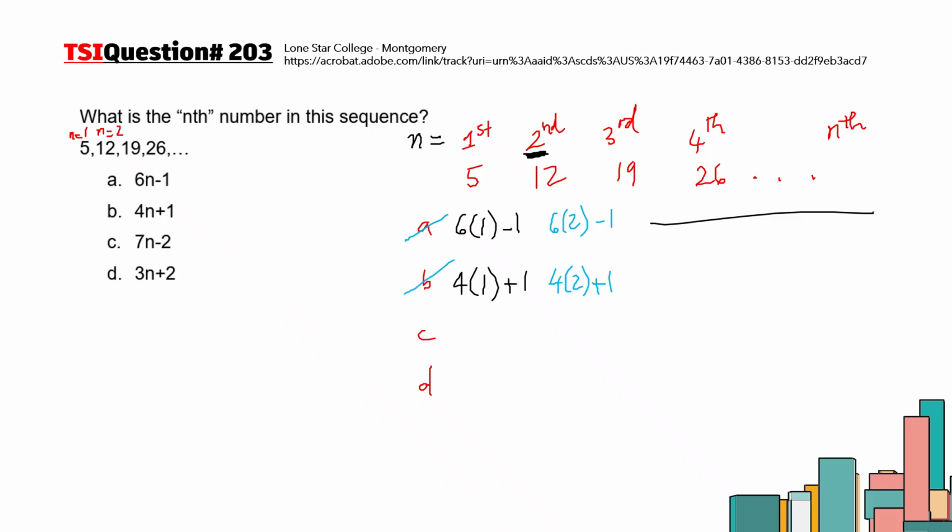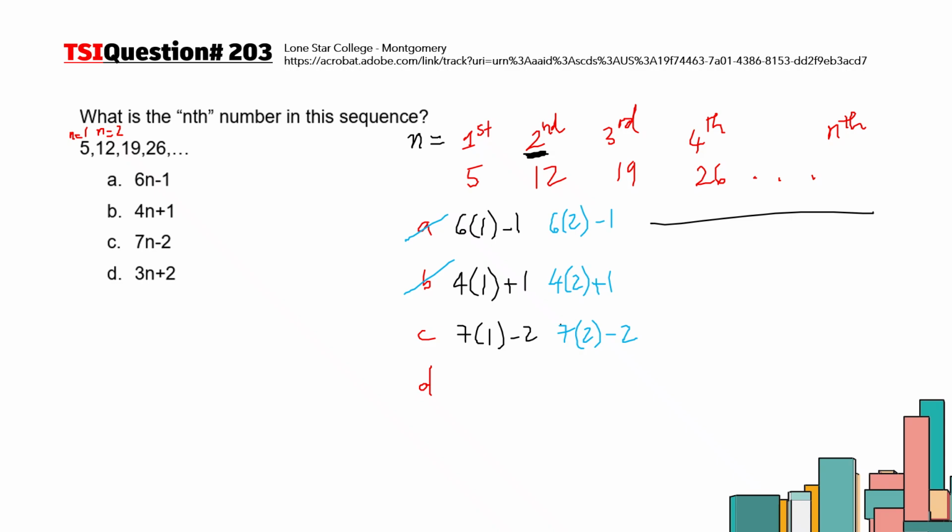Now we try C. We have 7 times 1 minus 2, that's 5. Yes, 7 times 1 is 7, minus 2 is 5. Now we try the next one: 7 times 2 minus 2. 7 times 2 is 14, minus 2 is 12. That looks like it's correct.